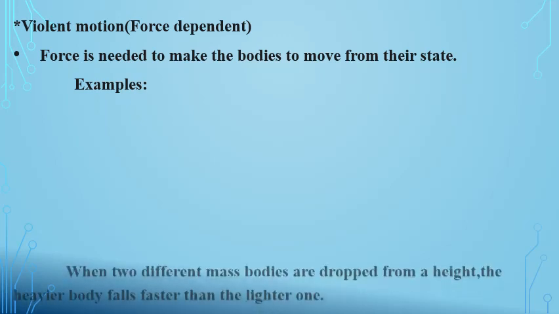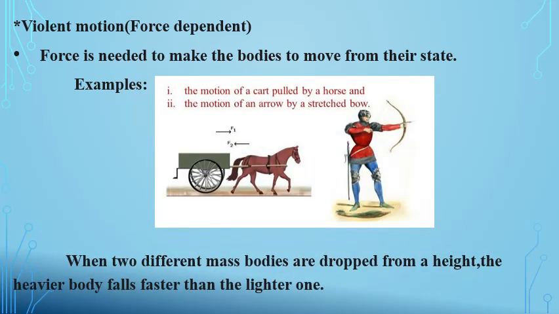One picture shows the motion of a cart pulled by a horse. The horse pulls the cart. That is a violent motion. The horse gives a force to pull the cart. And the motion of an arrow by a stretched bow. The person stretches the bow to send that arrow. In these two incidents, we have to give a force to move from the state. So that is violent motion, also called force dependent.